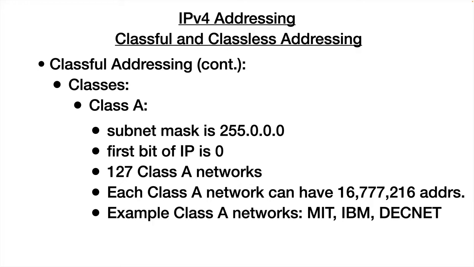Some of the examples are MIT. They were one of the first things on the internet, so they grabbed a Class A for themselves. IBM, which is a huge global company. Something called DECnet. There used to be a computer company called DEC, Digital Equipment Corporation, that used to be really huge. I think they've been out of business for quite some time now.